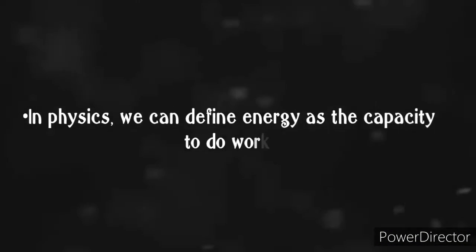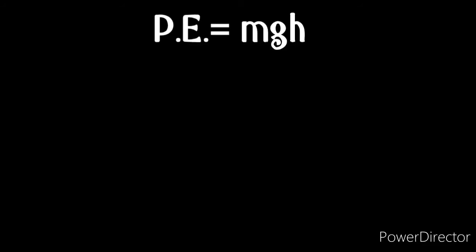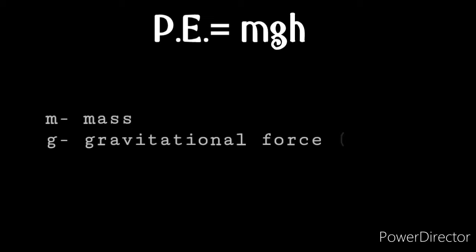In physics, we can define energy as the capacity to do work. And this is the formula we use in energy. For potential energy, the formula is PE is equal to M for mass, G for gravitational acceleration, which is 9.8 meters per second squared, and H for height.